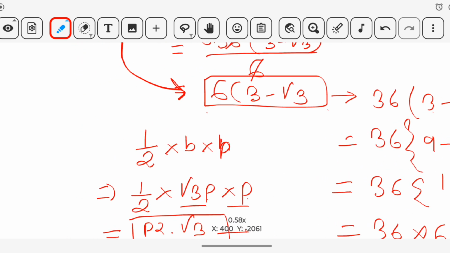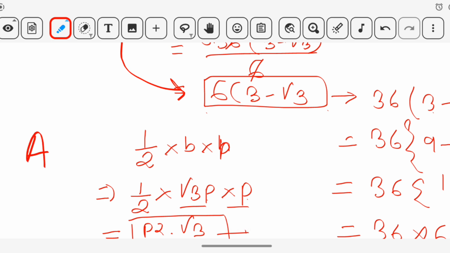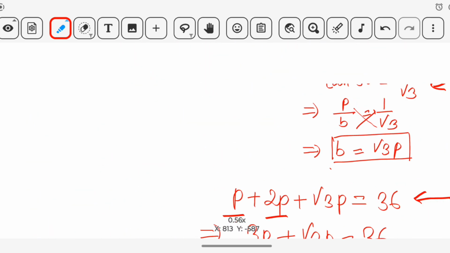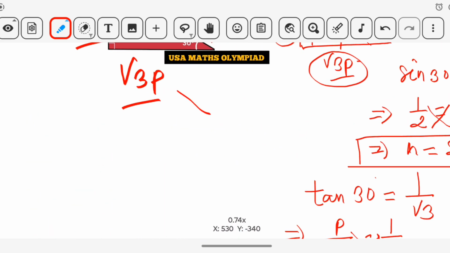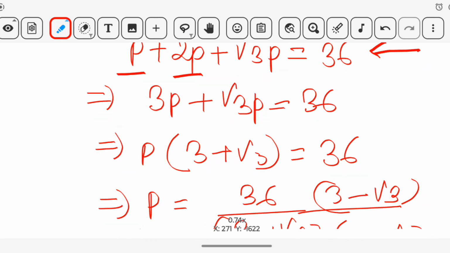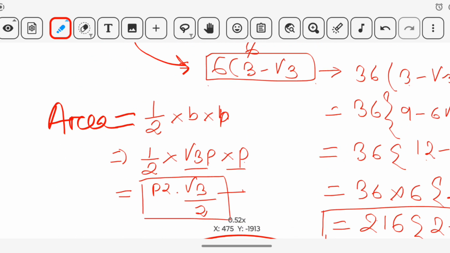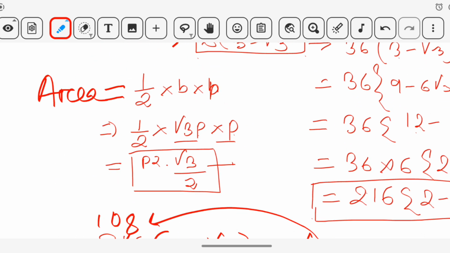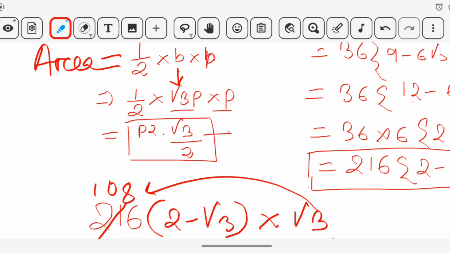Now area is half base into perpendicular. In the place of base we have written root 3p, so half, root 3p, then p. So p square root 3 by 2. So the area will be root 3 by 2 p square.